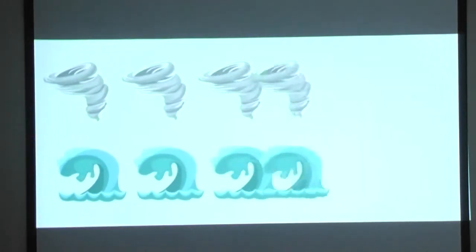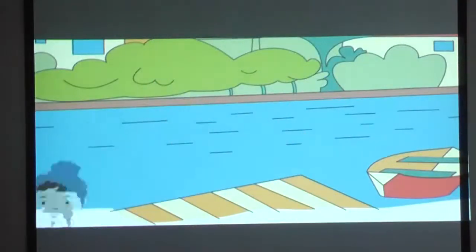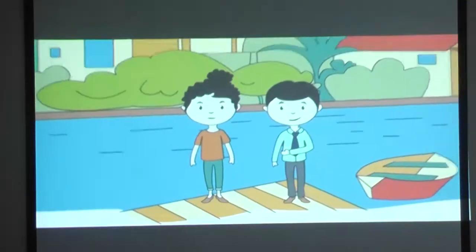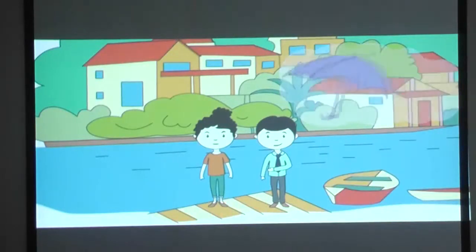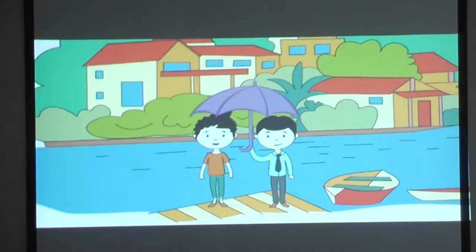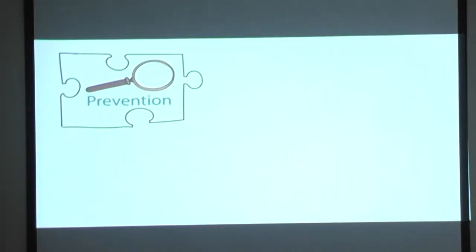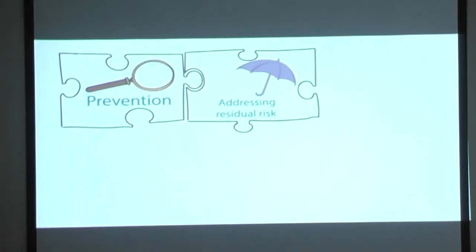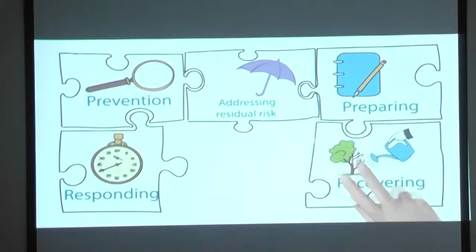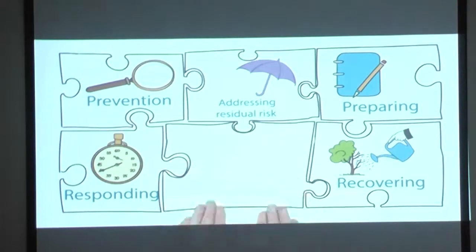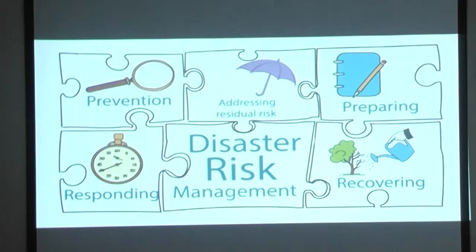As the frequency and intensity of natural hazards continue to increase, more and more experiences have been made on how to increase resilience to these events with the help of insurance and other risk transfer instruments. To better protect Brea against possible natural hazards, there are 5 steps. 1. Risk prevention. 2. Addressing of residual risk. 3. Preparing. 4. Responding. And 5. Recovering. These steps are all part of a disaster risk management approach that integrates risk transfer solutions.